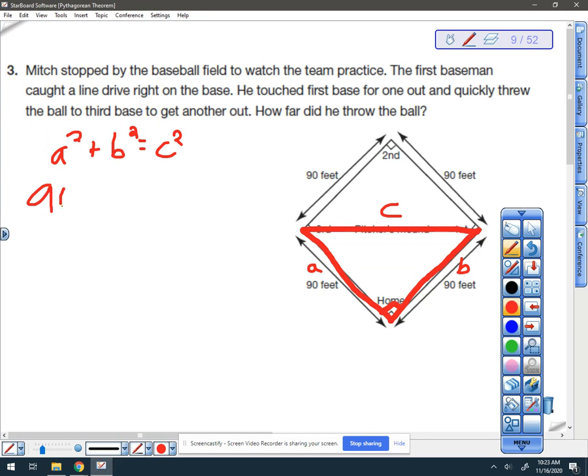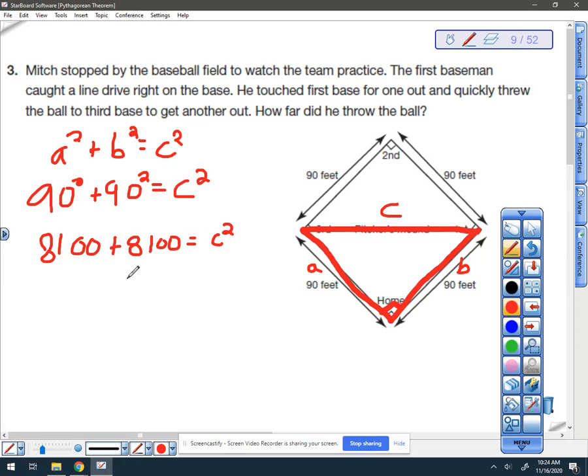So we have 90 squared plus 90 squared. Oh, this writing is getting ugly. Equals C squared. So then you would do, okay, what is 90 squared? 90 times 90 is 8,100 plus 8,100 equals C squared. So go ahead and pause the video and finish that and see what you come up with for your answer.